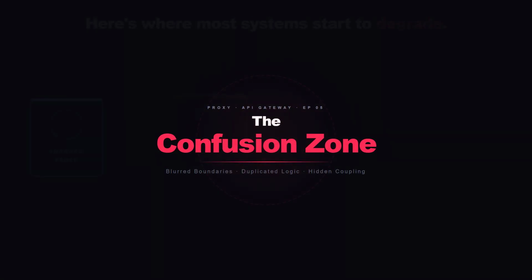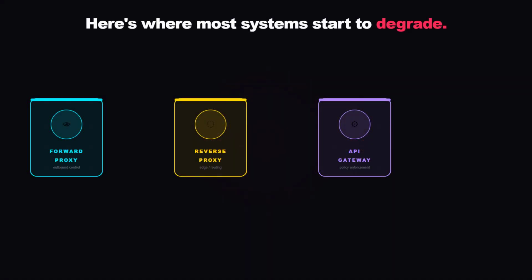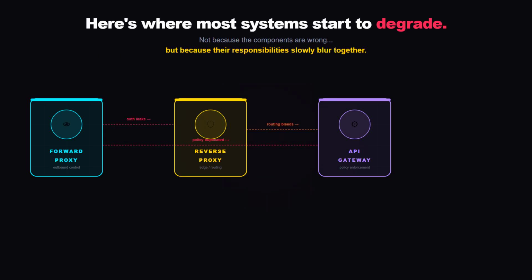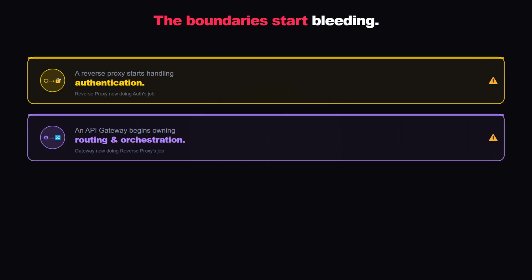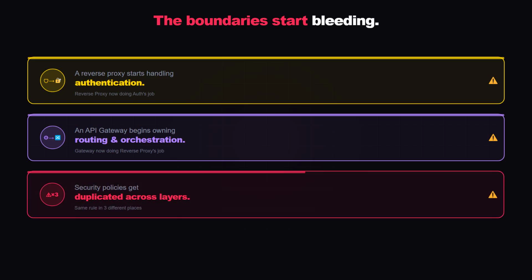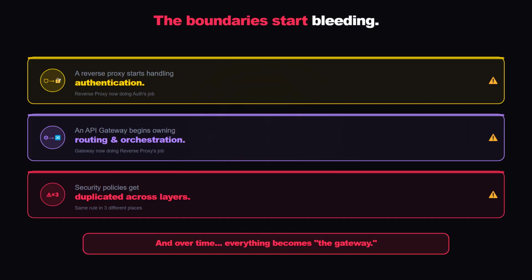Now here's where most systems start to degrade, not because the components themselves are wrong, but because their responsibilities slowly blur together. A reverse proxy starts handling authentication. An API gateway begins owning routing and orchestration. Security policies get duplicated across layers. And over time, everything becomes the gateway.